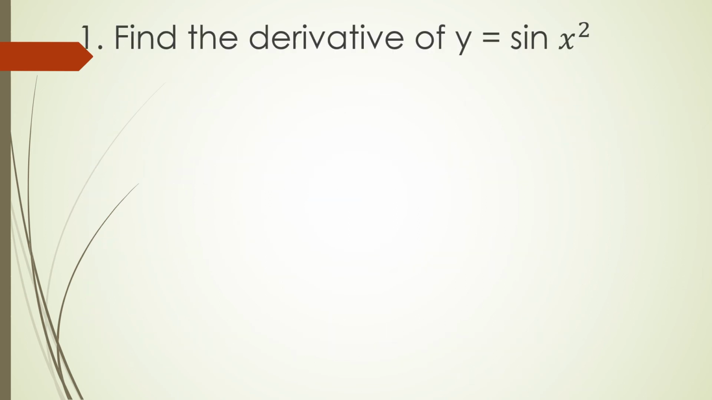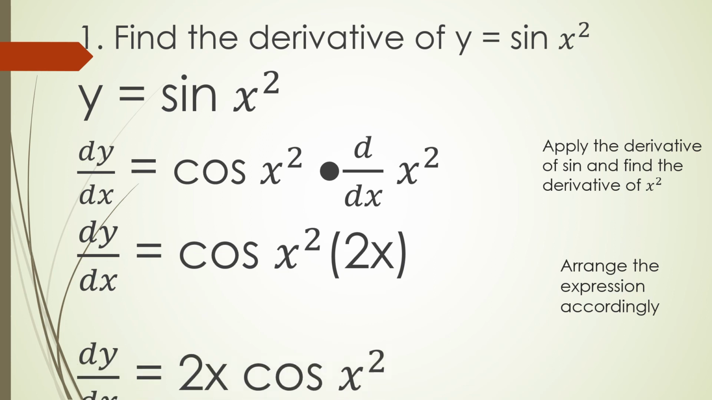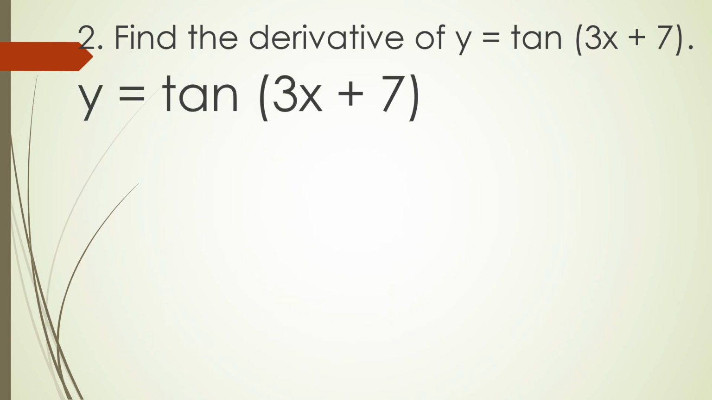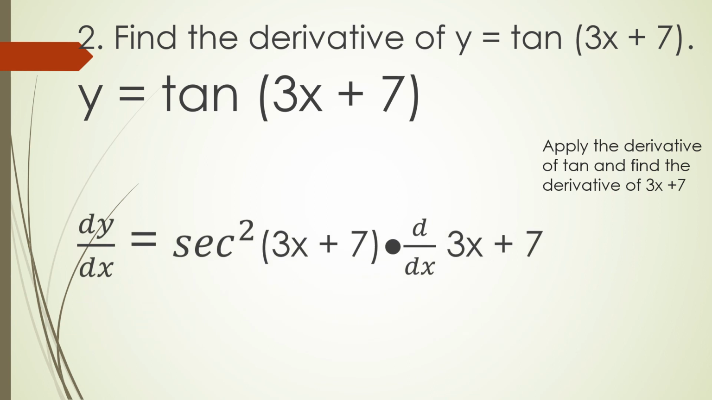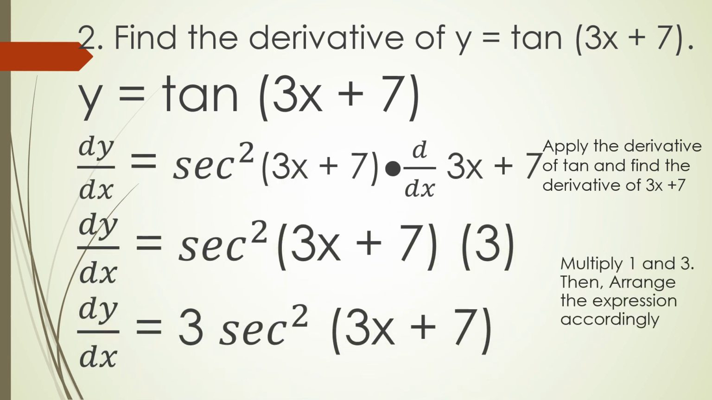Ay, tayo nito. Derivative ni sine x squared. Ano derivative ni sine? Cos. Derivative of x squared, 2x. So, 2x cos x squared. How about this one? Tan 3x plus 7. Derivative ni tan? Secant squared. Derivative ni 3x plus 7? 3. So, you have 3 secant squared 3x plus 7.